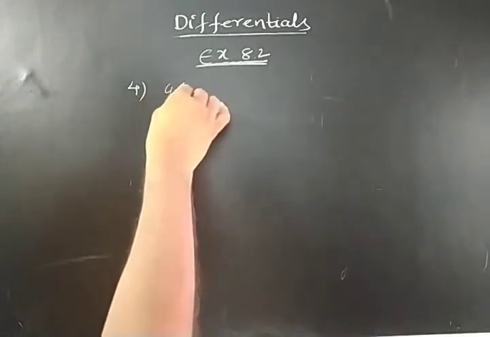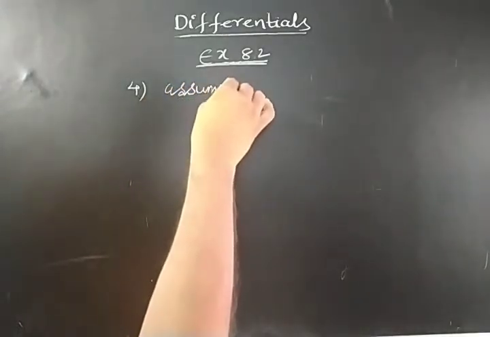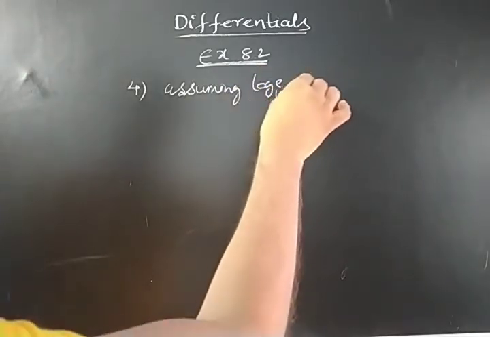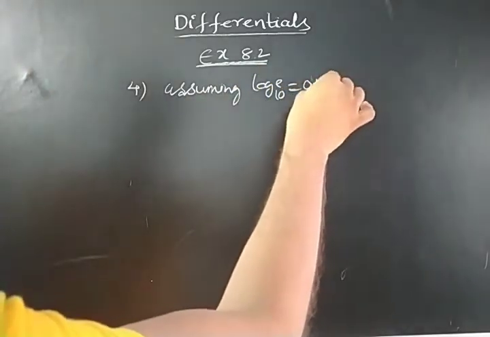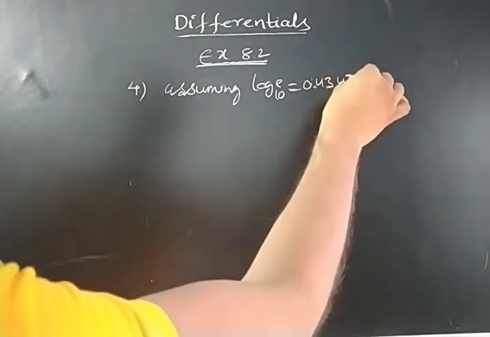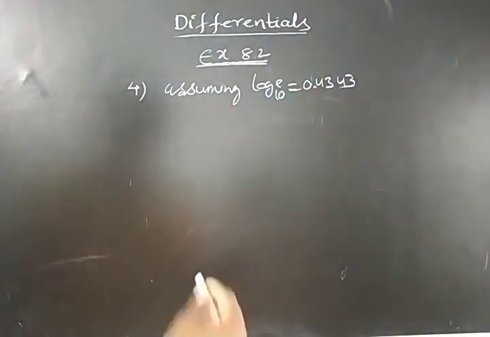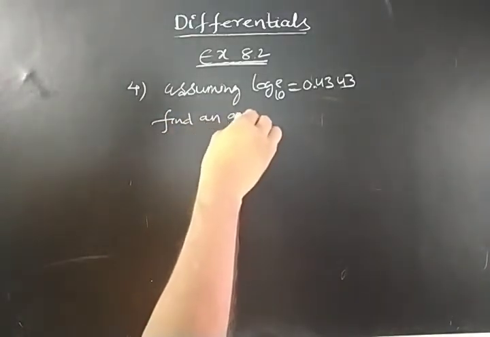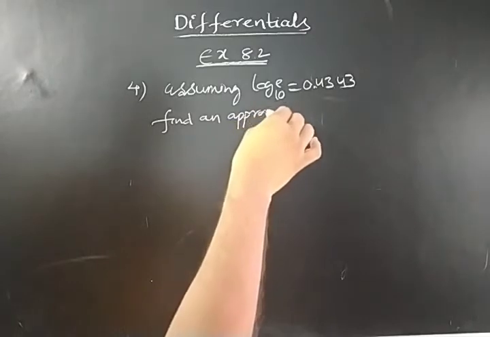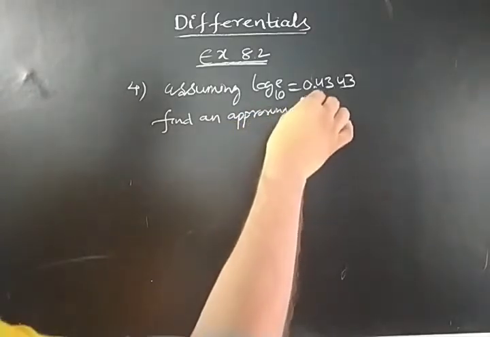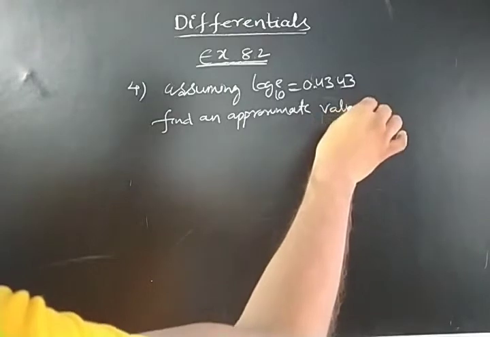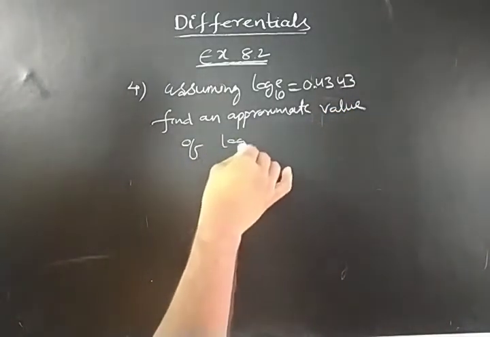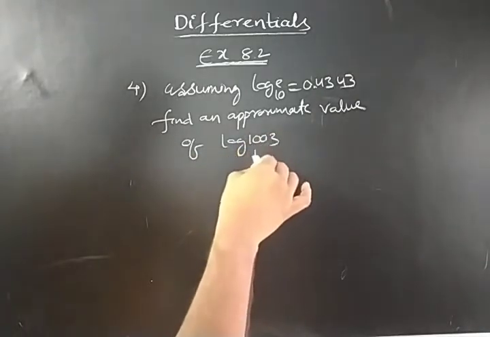Assuming log e to the base 10 value is 0.4343, find an approximate value of log 1003 to the base 10.